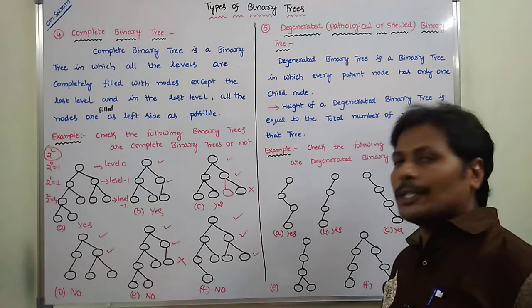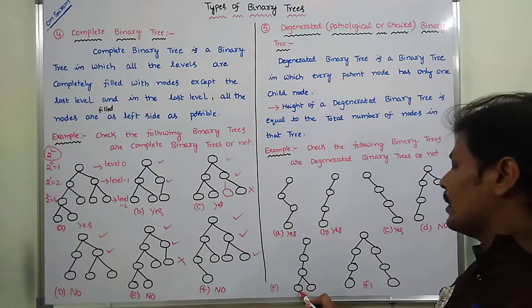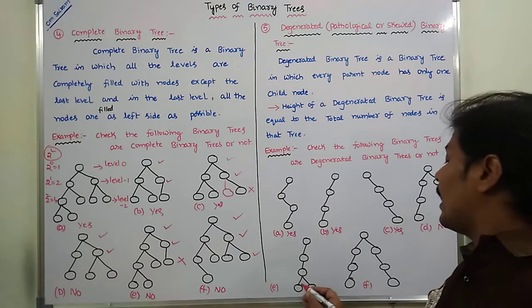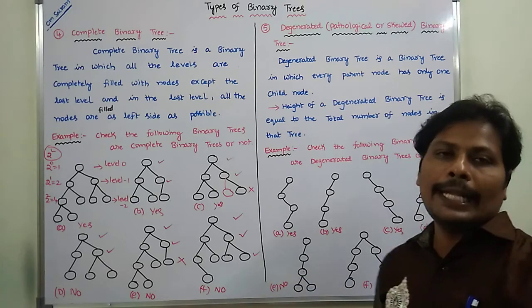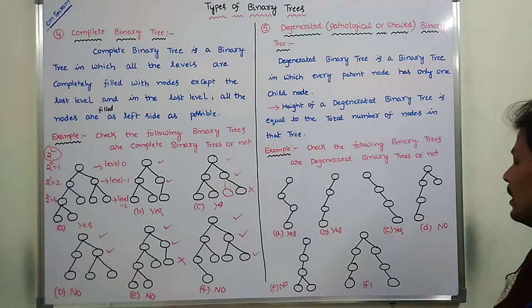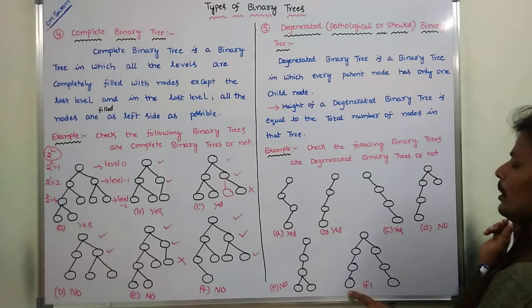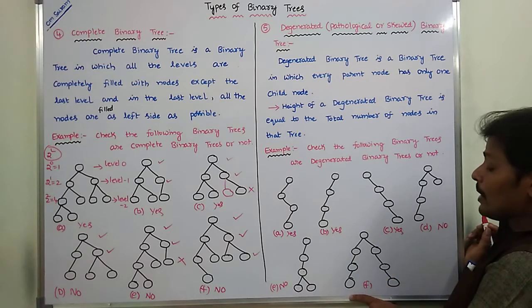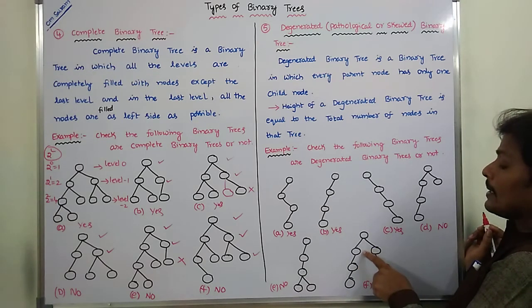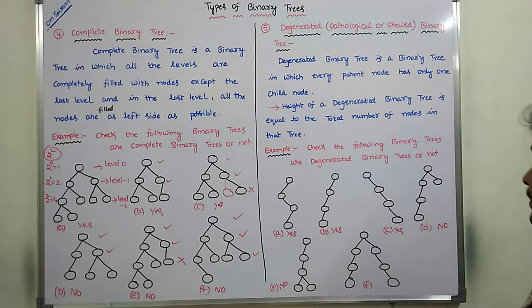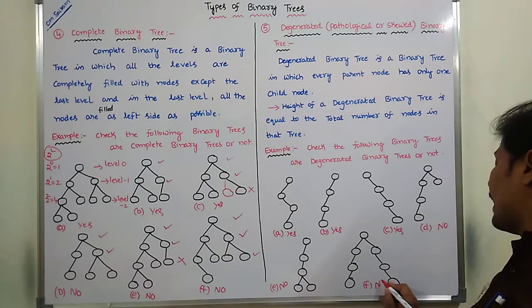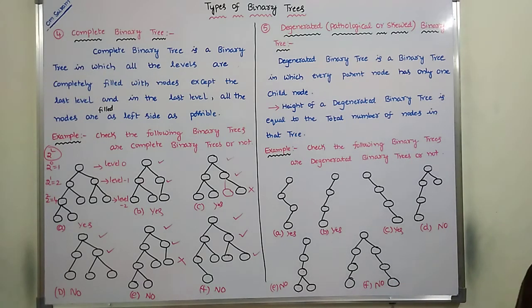Now consider this one. For this node, this is the parent. It has two children, one left child and another right child. So it is not a degenerated binary tree. Next, for this node, this is the parent. It has one child. For this node, this is the parent. It has one child. For this node, this is the parent. It has two children. Because of that reason, it is not a degenerated binary tree.